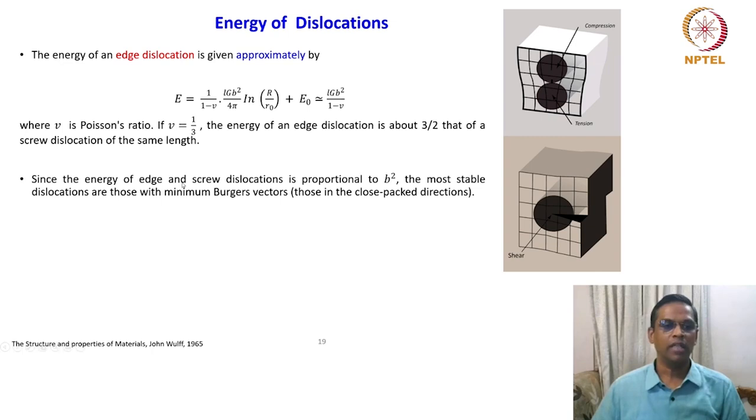Since the energy of the edge and screw dislocation is proportional to b square, the most stable dislocations are those with the minimum Burgers vector, which is those in the close pack direction. So this is very important information again. It is talking about stability. The most stable dislocations are those with the minimum Burgers vector.